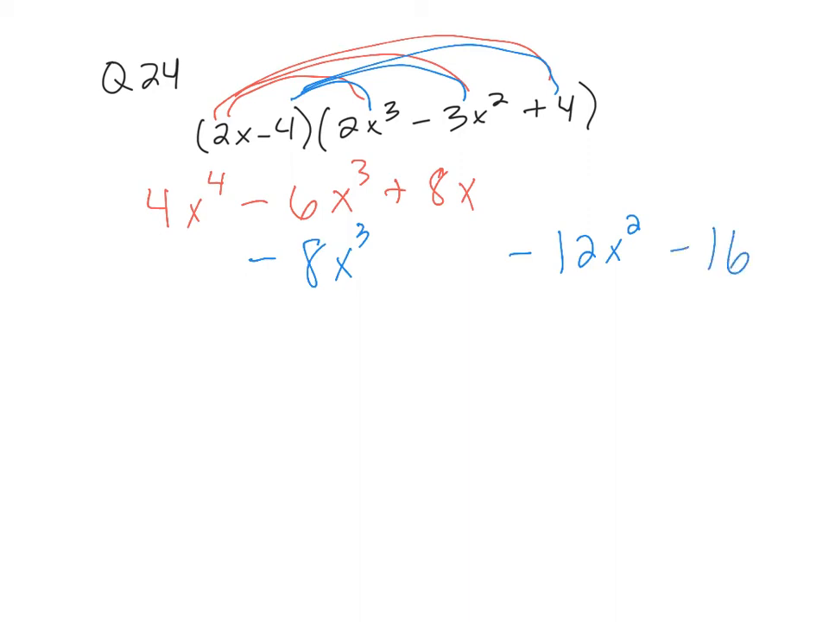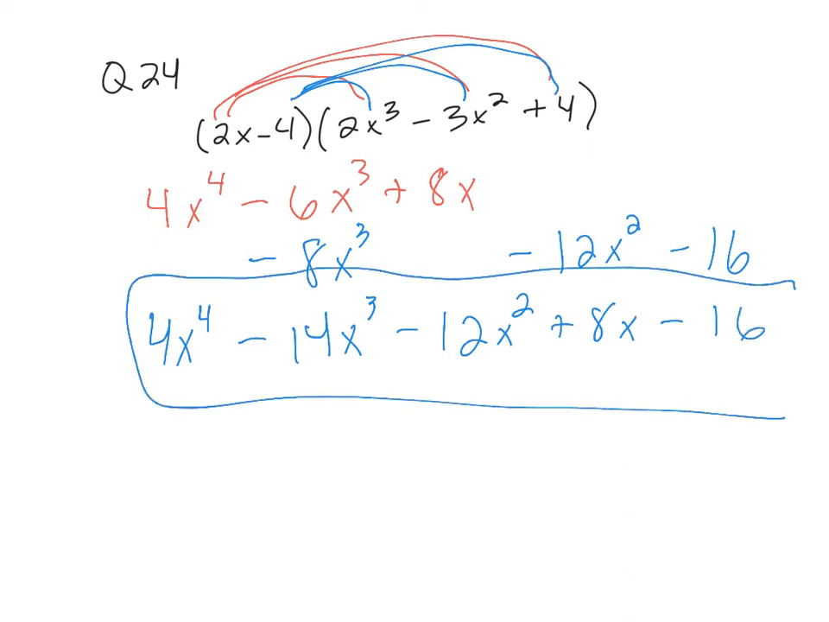Now I'm going to combine all my like terms. So I have 4x to the 4th. There's nothing to combine that with. I have negative 6x cubed minus 8x cubed, which will give me negative 14x cubed. Then I have this minus 12x squared that I can't combine with anything. Plus 8x can't be combined, and minus 16 can't be combined. Again, you'll see that I put it in descending order. My exponents go 4, 3, 2, 1, none. So this is a different way of multiplying, just using distributive, unlike how I set up my previous problem.